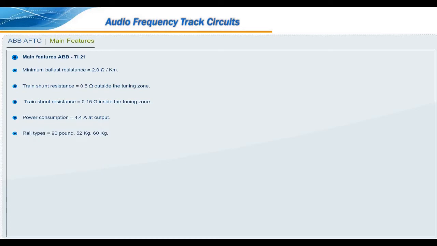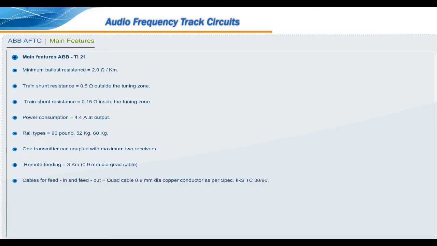Rail types equal to 90 pound, 52 kg, 60 kg. One transmitter can be coupled with a maximum of 2 receivers. Remote feeding equal to 3 km, 0.9 mm diameter quad cable. Cables for feed in and feed out equal to quad cable, 0.9 mm diameter copper conductor as per specification IRSTC 30/96.